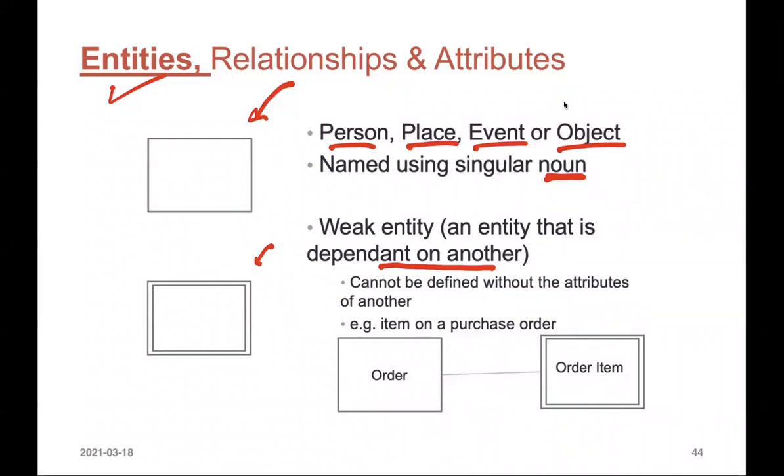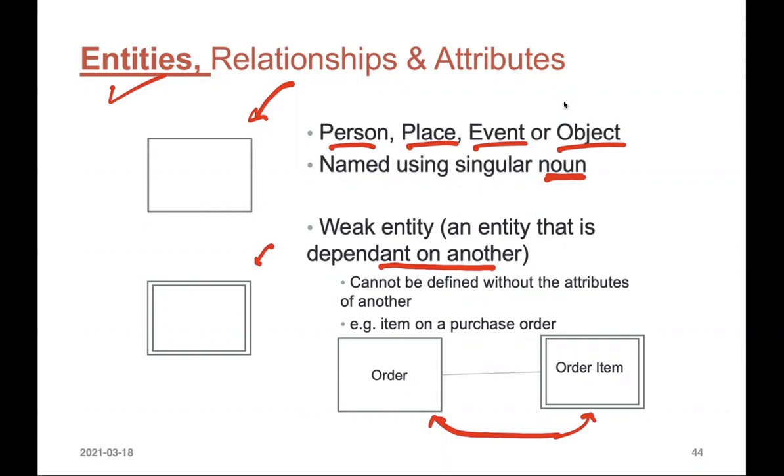So as you can see here, an item on a purchase order. So order item is a weak entity. All of the attributes of the order item should depend on the order entity. So that's why the order item is considered a weak entity.